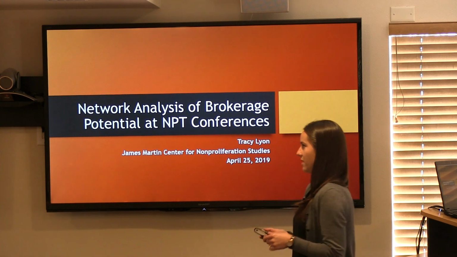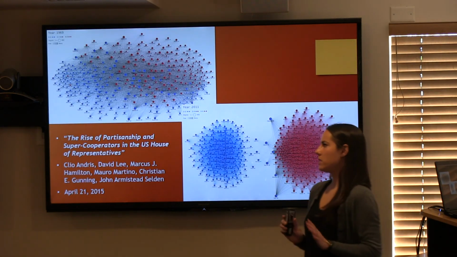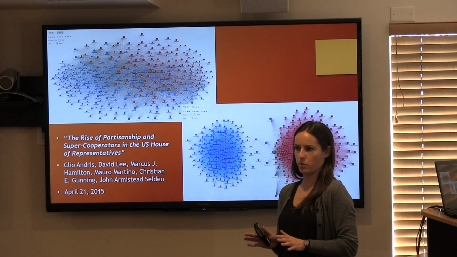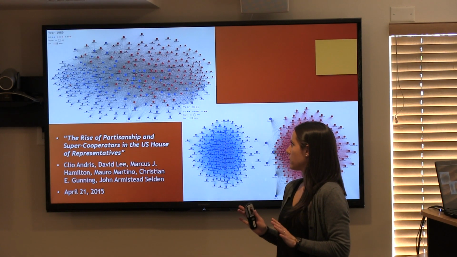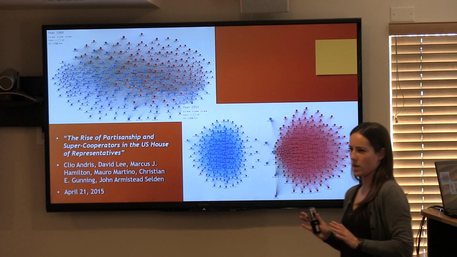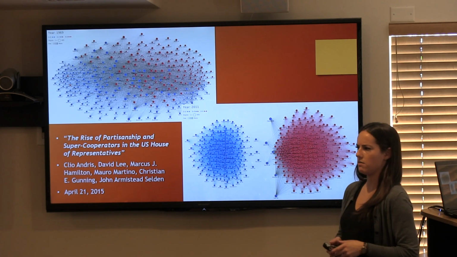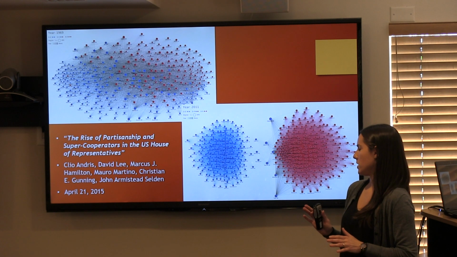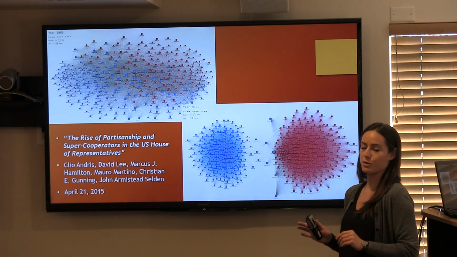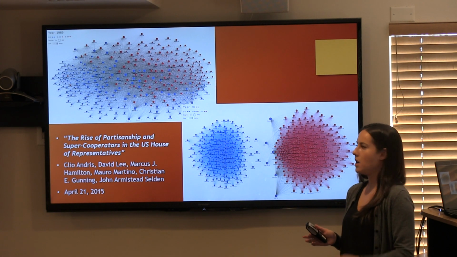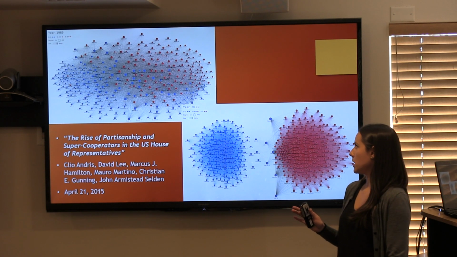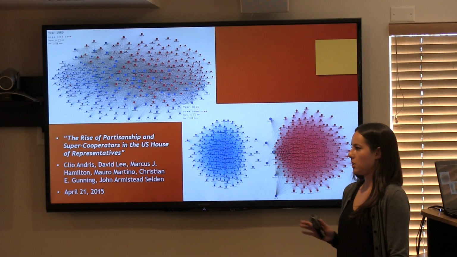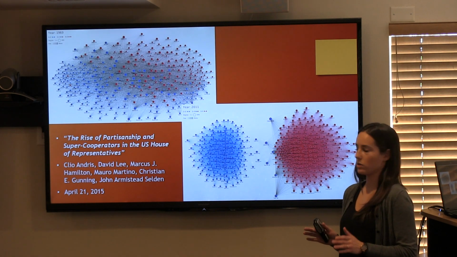So with that, I wanted to start with an image that really inspired me to do this research in the first place. On the top left, we have a network map of the US House of Representatives in 1969. And on the bottom right, we have a network of the US House of Representatives in 2011. And intuitively, it's pretty clear that between 1969 and 2011, US Congress has become increasingly polarized.